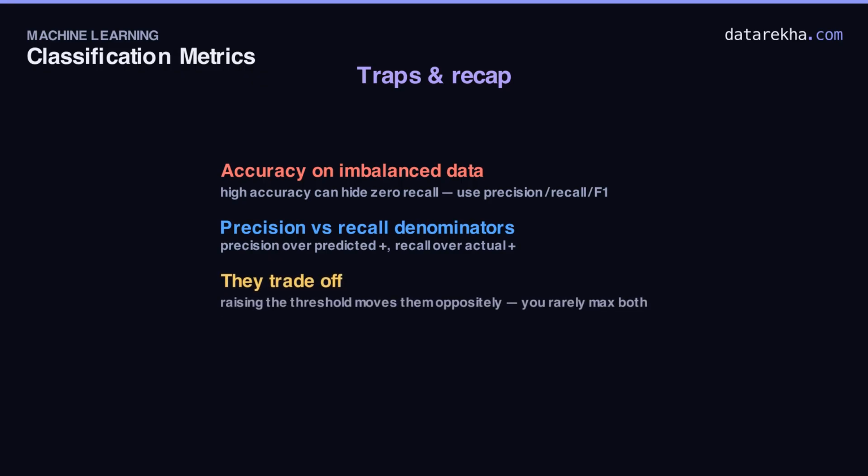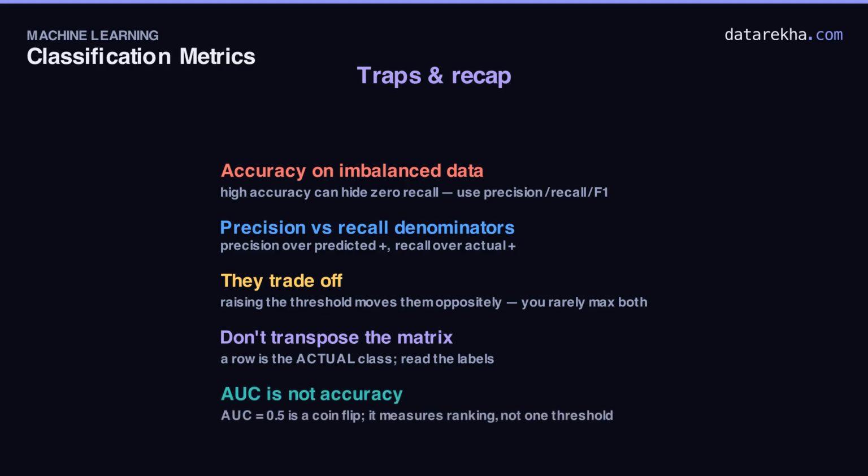Trap 3. Expecting both high at once. They trade off through the threshold. Push one up and the other slides down. Choose which mistake you can least afford. Trap 4. Reading the matrix sideways. A row is the actual class, a column the prediction, but some tables flip it. Read the labels before you trust a cell.